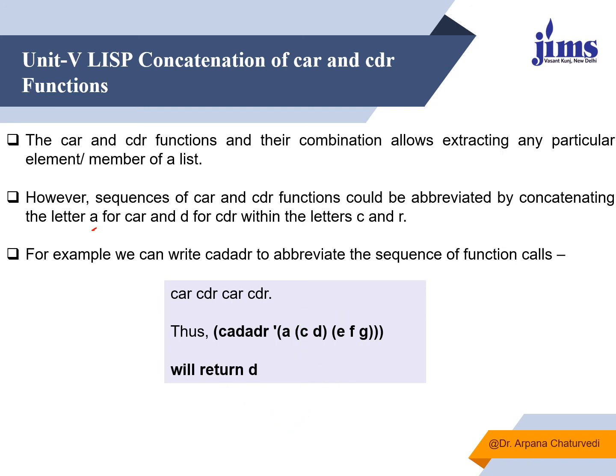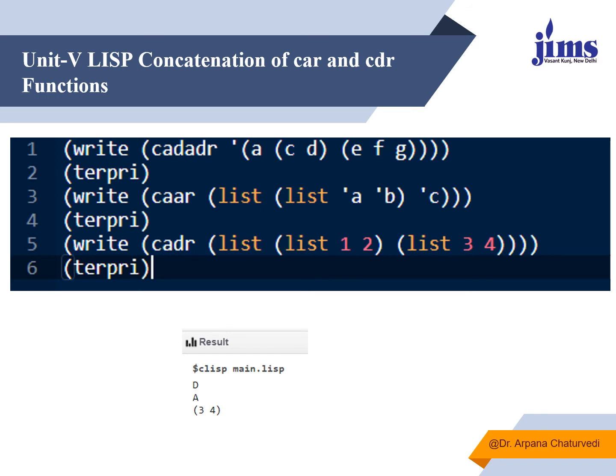You can have a concatenation of car and CDRs also. This is another example where I have written C, A, D, A, D, R. So we have to perform this many operations. Here CDR, then car, then CDR, then car. For this, as I have just explained, D will be the output.